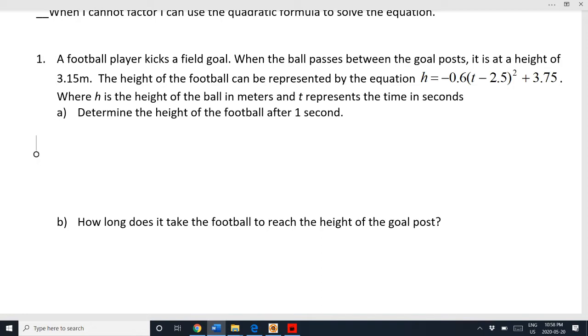So let's jump in. Number 1, a football player kicks a field goal. When the ball passes through the goalposts, it's at a height of 3.15 meters. The height of the football can be represented by the equation h is equal to negative 0.6 (t minus 2.5) squared plus 3.75, where h is the height of the ball in meters and t represents the time in seconds.